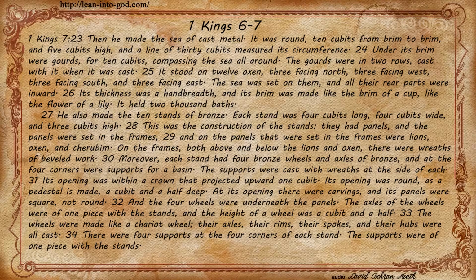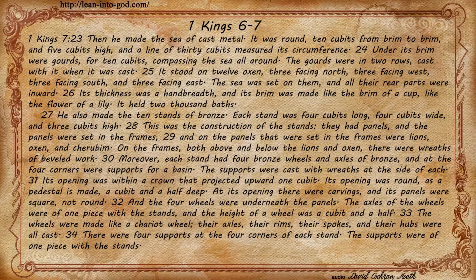Moreover, each stand had 4 bronze wheels and axles of bronze, and at the 4 corners were supports for a basin. The supports were cast with wreaths at the side of each. Its opening was within a crown that projected upward 1 cubit. Its opening was round as a pedestal is made, 1.5 cubits deep. At its opening there were carvings, and its panels were square, not round. And the 4 wheels were underneath the panels.